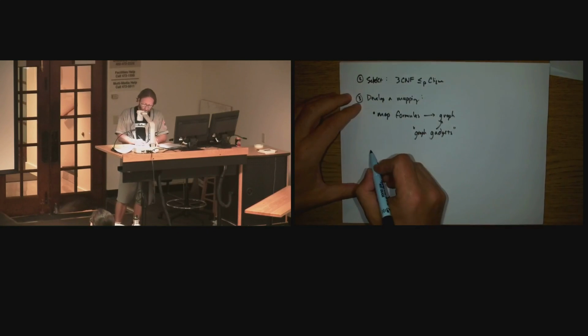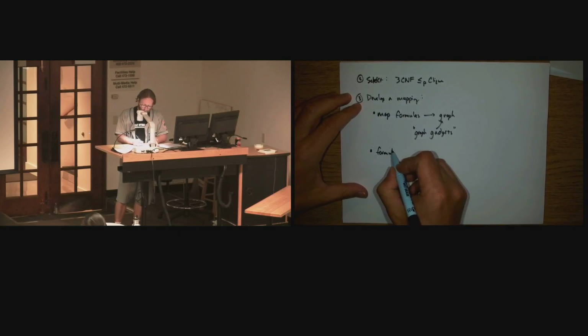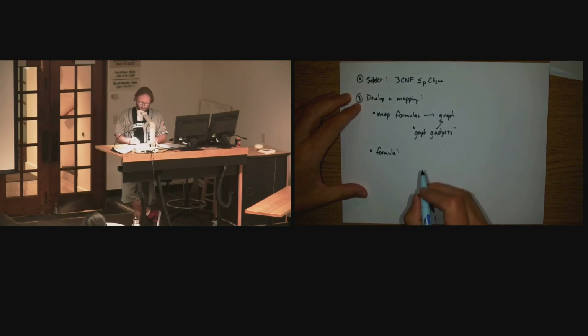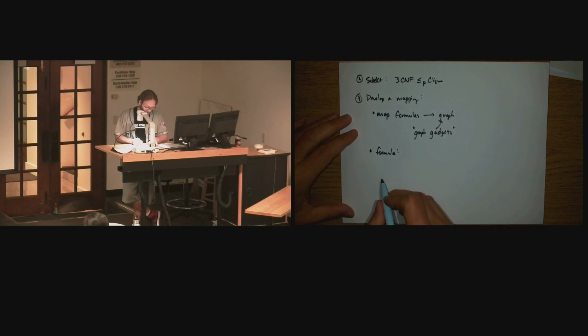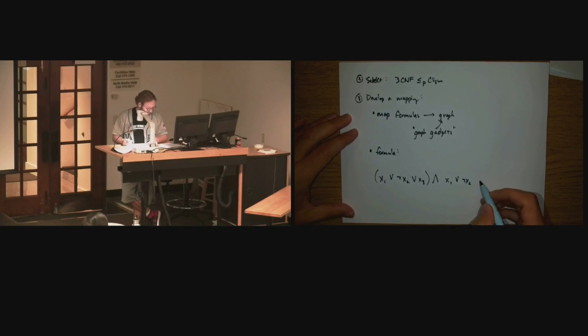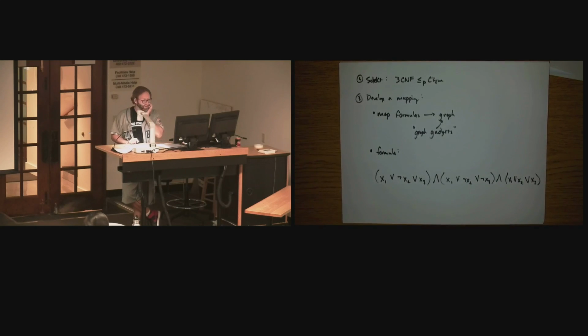Think about what a formula is. What's another way of thinking about a formula? If I've got the following formula, let's take a look at an example here: X1 or not X2 or X3, and X1 or not X2 or not X3, and X1 or X2 or X3. What's another way of drawing this formula?